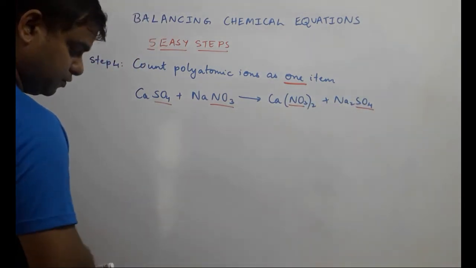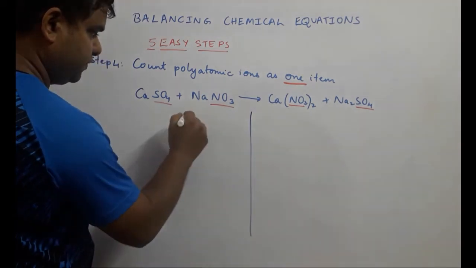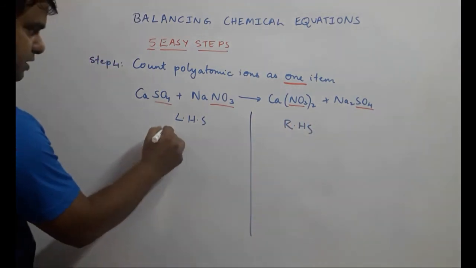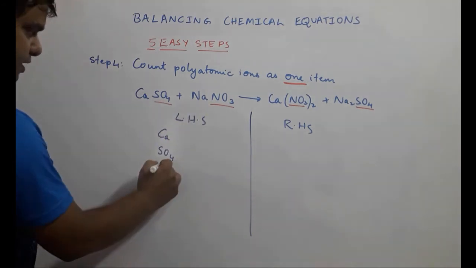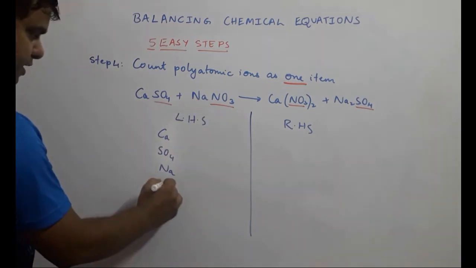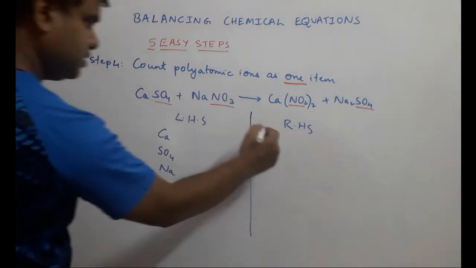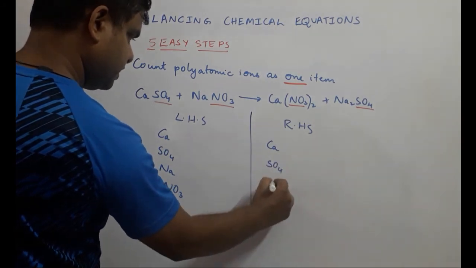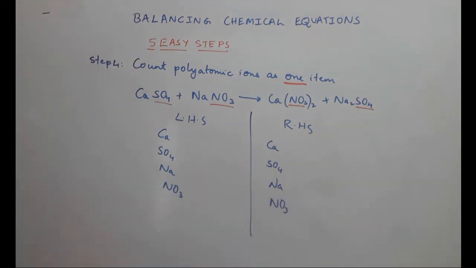So if we put it down and divide it into two halves, we have the left hand side and the right hand side. So we put it down as calcium, then SO4, then Na and NO3. Okay, that is how we need to do it. Similarly over here we put it down as Ca, SO4, Na and NO3.